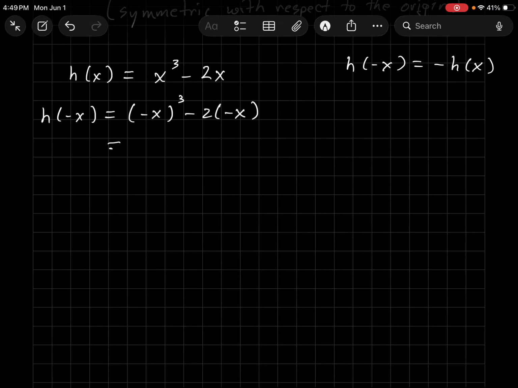Now we'll simplify. A negative cubed is still negative. And now I have negative 2 times negative x, which gives me positive 2x. And notice that this does not equal the original function. It is not even.